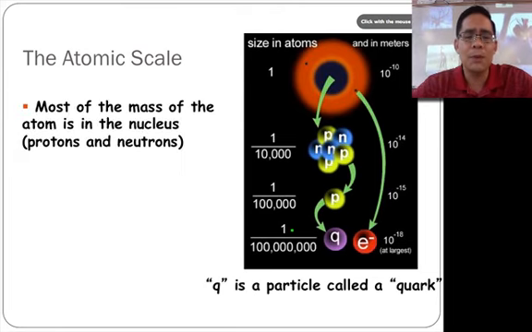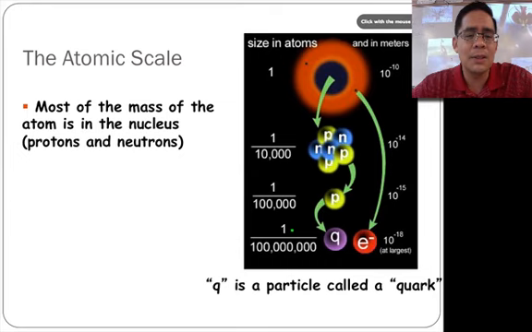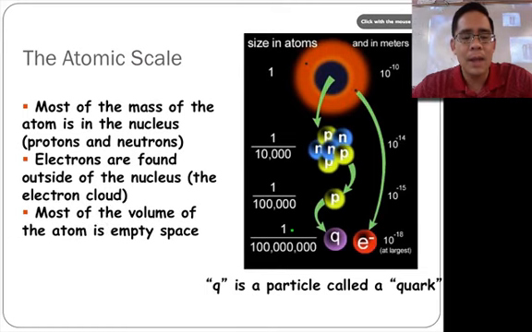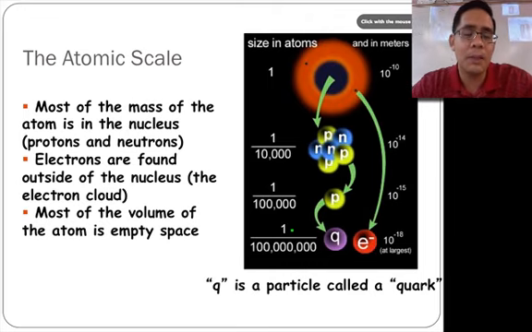So again, as a review, most of the mass of the atom is in the nucleus, in the protons and neutrons. Electrons are found outside of the nucleus in the electron cloud. And of course, most of the volume of the atom is empty space. So you need to have this picture that a lot of it is empty space, with a very small nucleus.